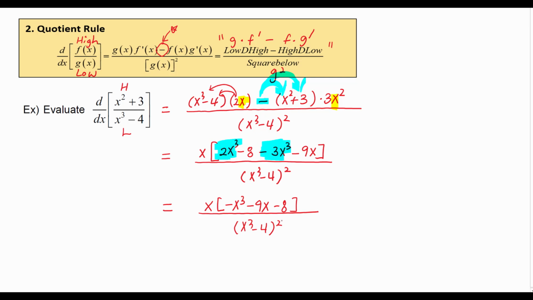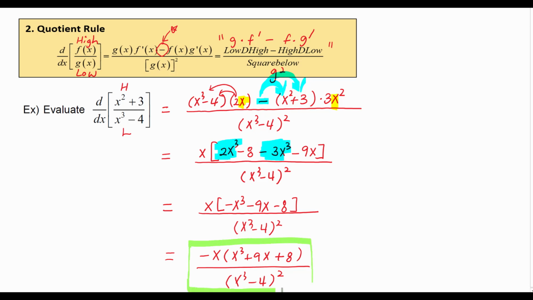And because every term inside of my bracket is minus, I'm gonna pull that out. Then I'm gonna have a negative x cubed plus 9x plus 8 over x cubed minus 4 squared. And x cubed plus 9x plus 8 doesn't factor anymore, so you can leave your answer like this.